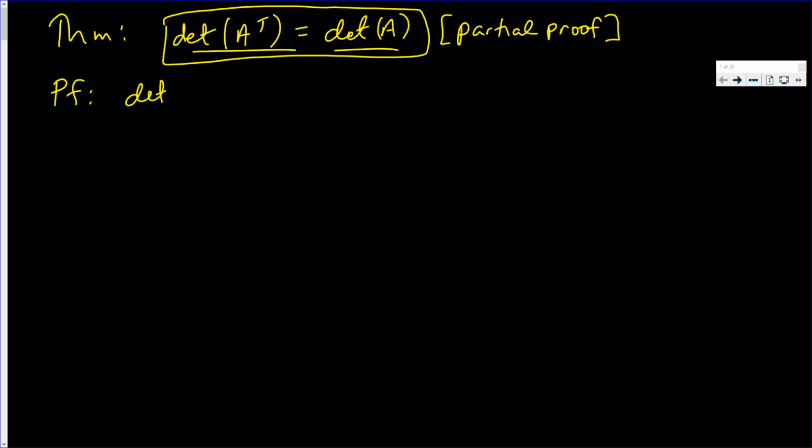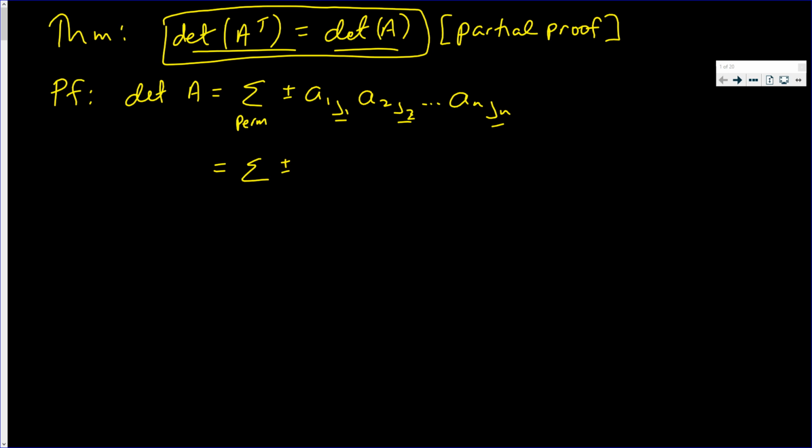The determinant of A, by definition, is the summation of plus or minus A1,J1 A2,J2, all the way down to An,Jn, and this is over all permutations of J1 through Jn, which are the numbers 1 through n. Okay. Now, this summation is equal to the summation of plus minus.